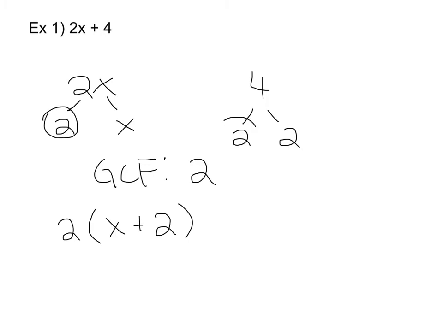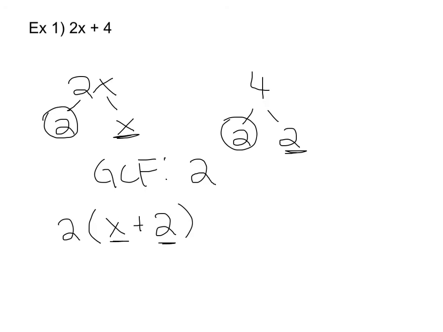Remember, we used these 2's, and that ended up right here. And then what's on the inside of the parentheses is what we had left. So from the 2x, we have the x, and from the 4, we just have 1 2 left.